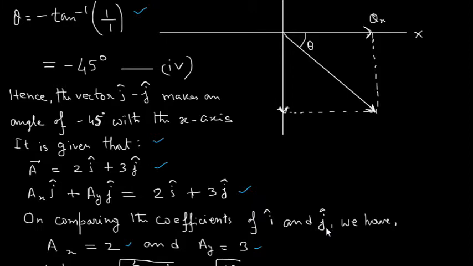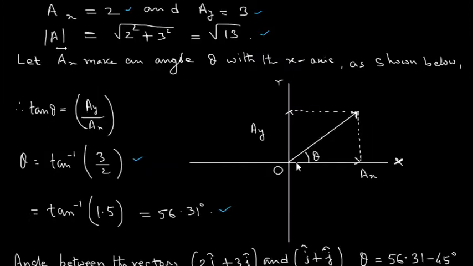It gives that a is equal to 2i plus 3j, ax i plus ay j is equal to 2i plus 3j. On comparing the coefficients of i and j, we have ax is equal to 2 and ay is equal to 3. Modulus of a is equal to under root 2 square plus 3 square, that is root 13. Let a make an angle theta with the x-axis as shown below. Tan theta is equal to ay upon ax, theta is equal to tan inverse 3 by 2, tan inverse 1.5 is equal to 56.31.